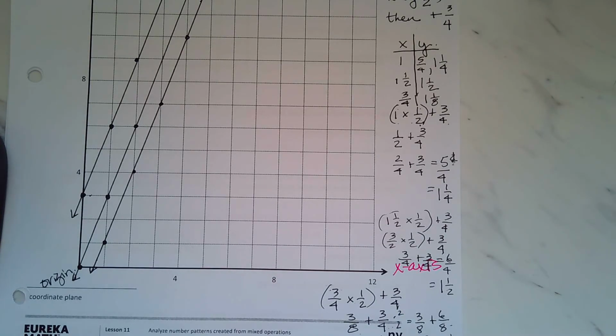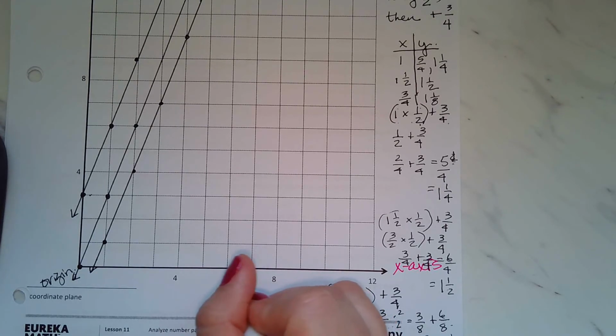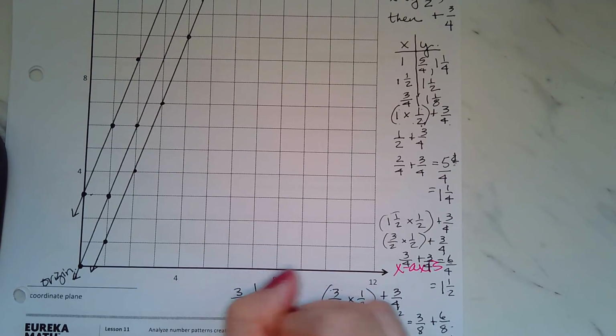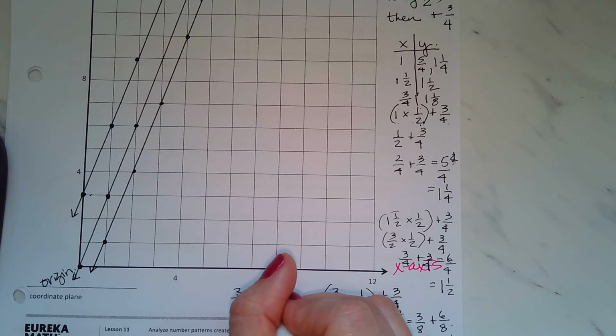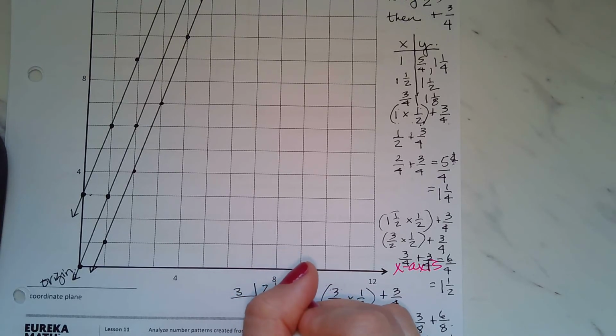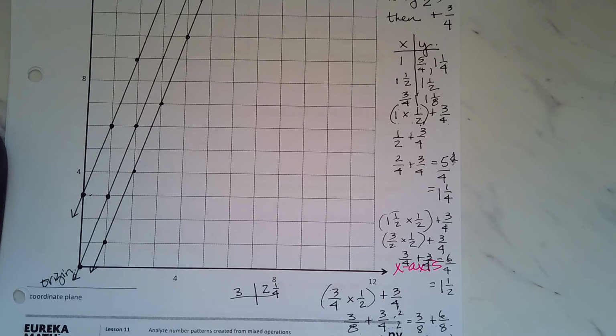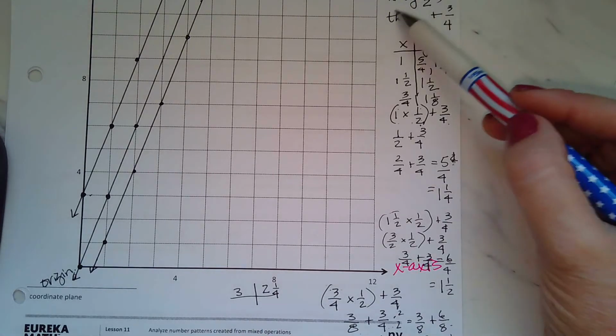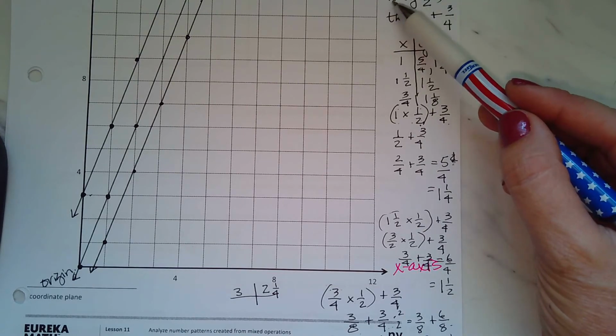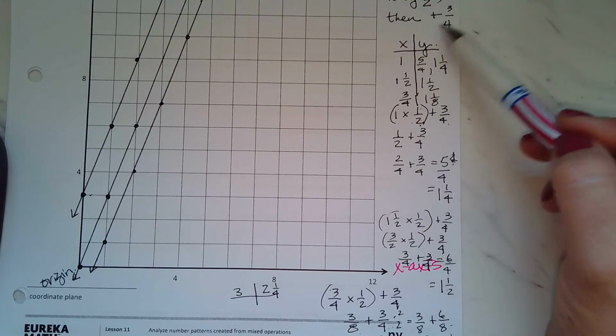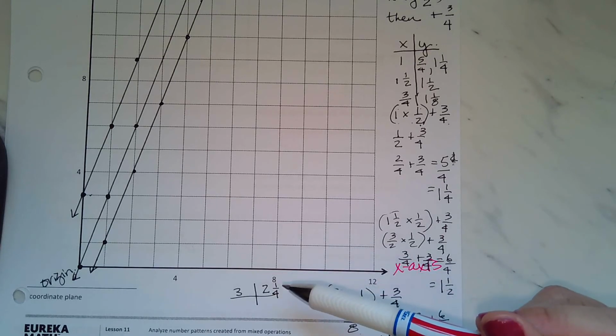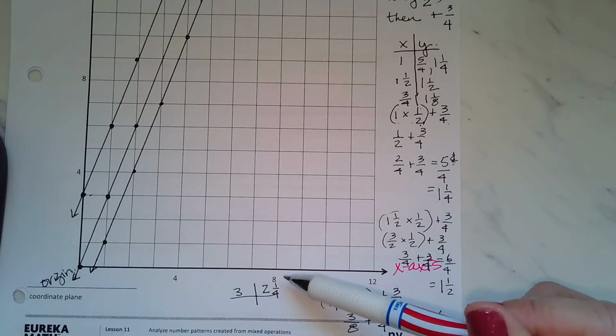Now, would the line for this rule contain the point 3, 2 1/4? So now try 3 for the x. Would you end up with 2 1/4? Try it out. See if there's a way for you to end up. Can you multiply x by 1/2 and then add 3/4? Is there any way to end up with 2 1/4?